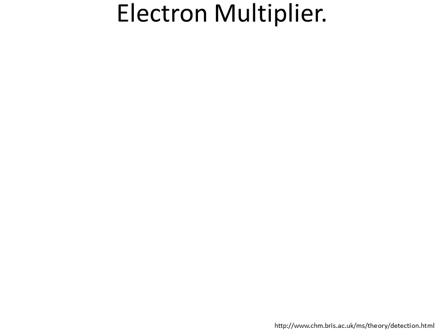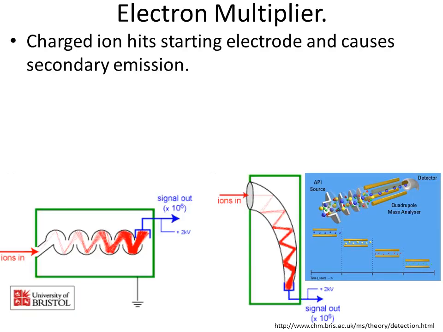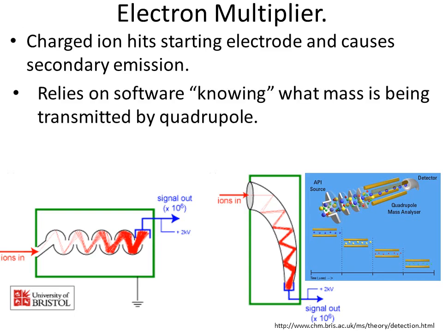While the orbitrap incorporates a detector by inducing a current in detector plates, triple quads, quad TOFs and ion traps need detectors after the mass analyzer. Triple quads and ion traps use dynodes where a charged ion hits an electrode, creating a secondary electron that increases or amplifies the signal. The mass is determined by the software knowing what the voltage and the radio frequency of the quadrupole was, and those values determine a certain mass.